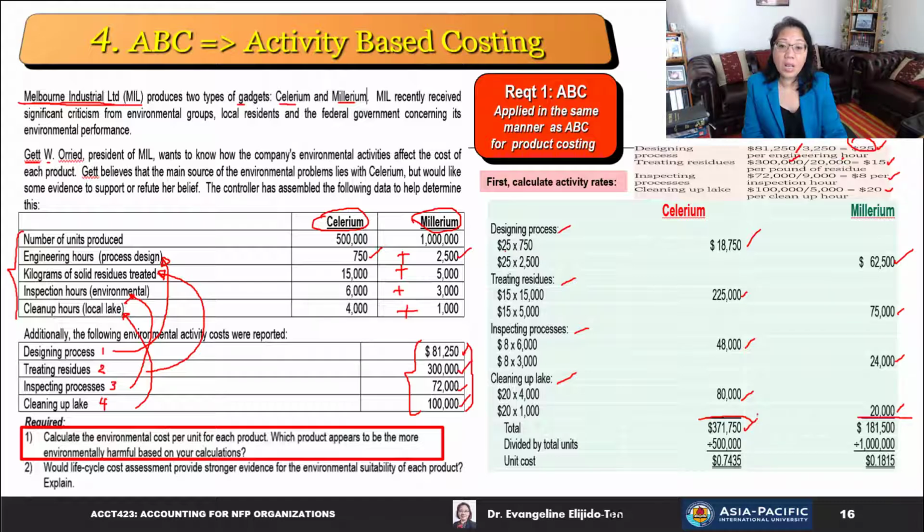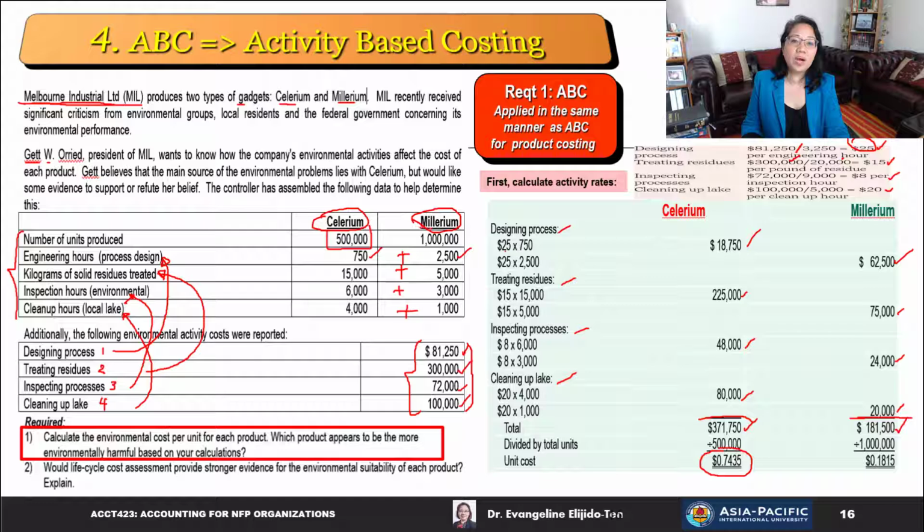371,750. All right, we haven't finished it because we need to divide that by the number of units produced for Celerium. So if you divide 371,750 by 500,000, you will get the environmental cost per unit of 0.7435 or 74.35 cents.